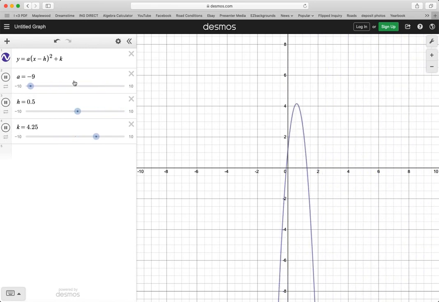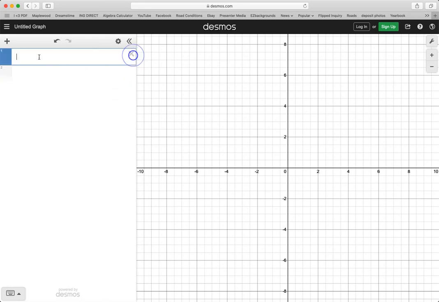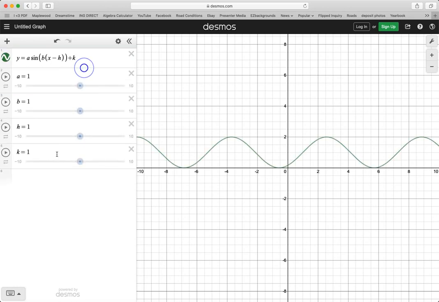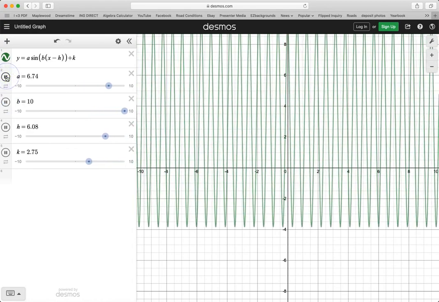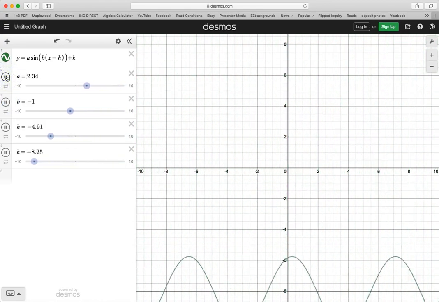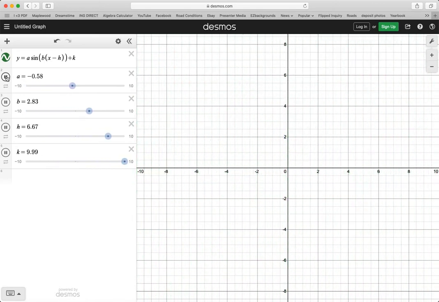Or if you look at some of the other functions that we have on here, one of the neat ones to play with could be sine. y equals a sine of b(x minus h) plus k. Let's add some sliders. Let's see what happens if we get all these going at once. And it gets going around our screen just like that. Kind of weird and wacky things going on.